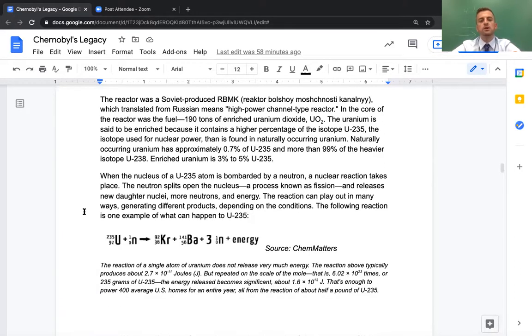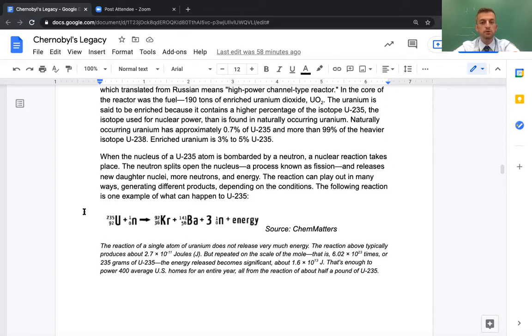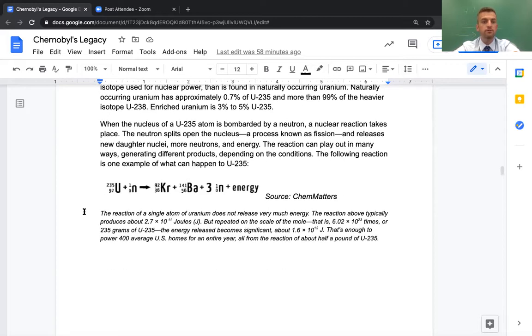When the nucleus of a U-235 atom is bombarded by a neutron, a nuclear reaction takes place. The neutron splits open the nucleus, a process known as fission, and releases new daughter nuclei, more neutrons, and energy. The reaction can play out in many ways, generating different products depending on the conditions. The following reaction is one example of what can happen to U-235.